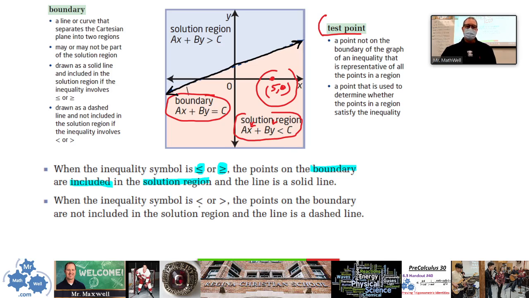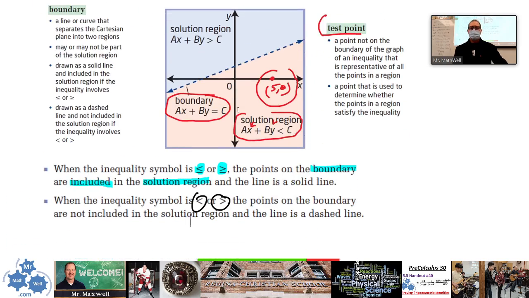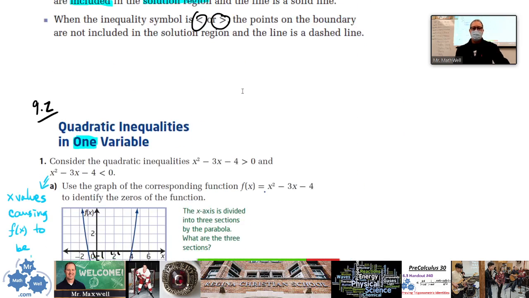If the inequality does not have an 'or equal to,' like these ones over here, then that's when the line is dotted or dashed. Notice in this example, there's no 'or equal to.' Therefore, this line is a dashed line, meaning it's just a boundary. The points on that line are not included in the solution region. Okay, so that's the basic premise of the chapter, and that's what we talked about in 9.1. That's what you need to know for 9.1.